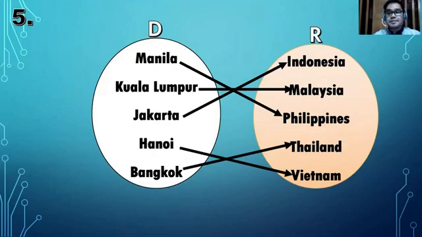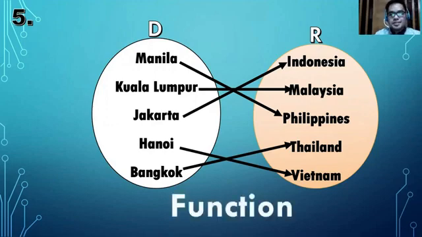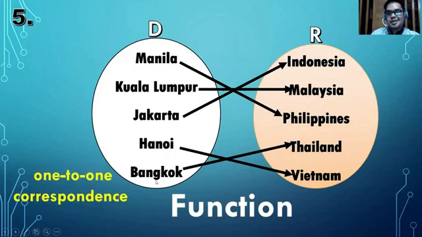Now, is this a function? Okay, this is a function because there are no ordered pairs having the same abscissa. And in mapping of the diagram, we call this one one-to-one correspondence. Okay, that makes this one a function.